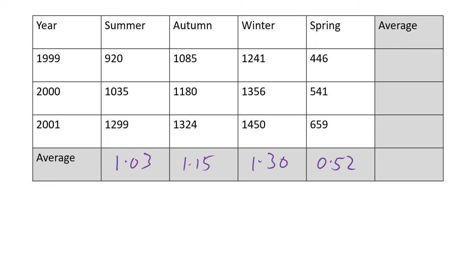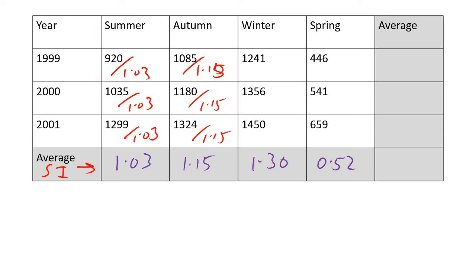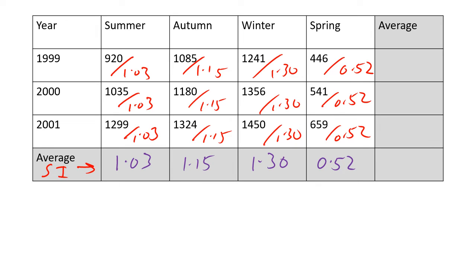Now, in the previous video, we actually worked out these seasonal indices. So this is the seasonal indices for here. And so you have to take all these values and divide them through. So this column has to be divided by 1.03 and this column by 1.15, if I can write properly. Just get the eraser and make that neater. This one by 1.30, and this one by 0.52, 0.52, and 0.52.